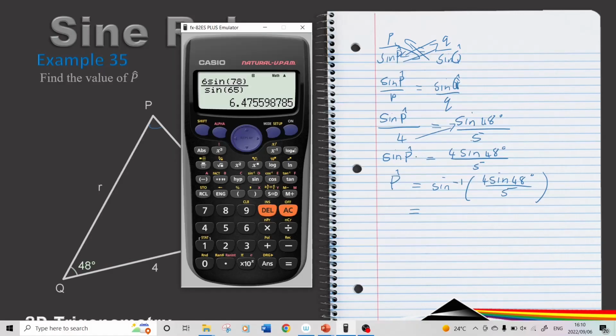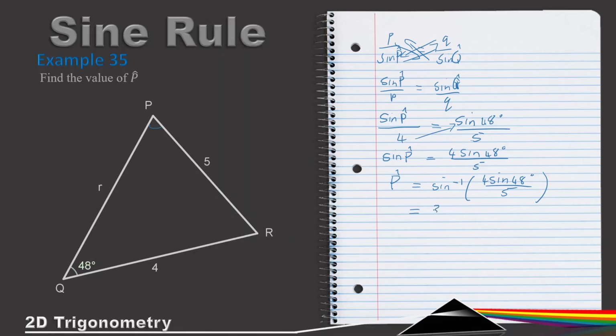Okay, and then we substitute in, so shift sine, that's important, shift sine, then 4 sine 48 over 5, and that gives us 36,48. Okay, and now we have calculated an angle, so we're just going to say degrees.